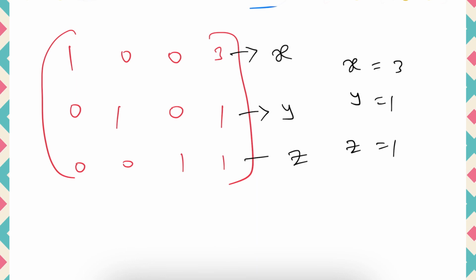So the same question we explained by using all the three methods, and by using all the three methods also we got the same values of x, y and z.